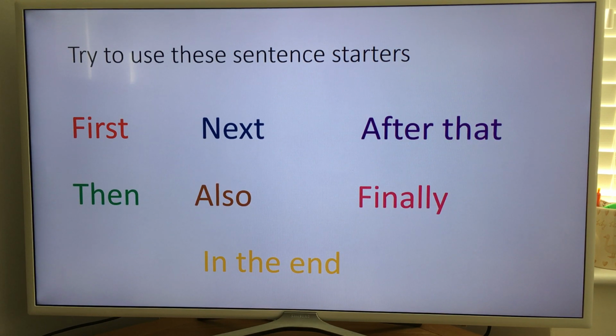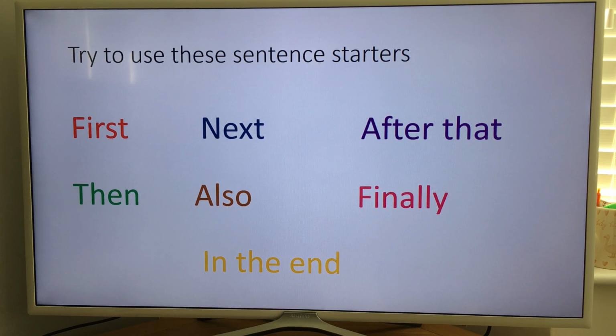Earlier on in the week, we looked at different ways to start our sentences. Those words are on the screen now, and they're also on the PowerPoint on the website. Try and use those to help you. Again, when you looked at your plan yesterday, can you include any adjectives? Can you include the word and to join two parts of your sentence together?